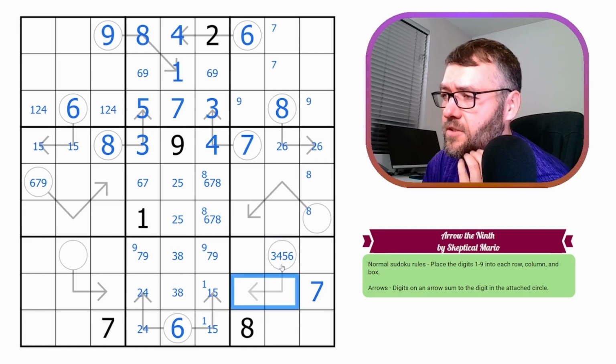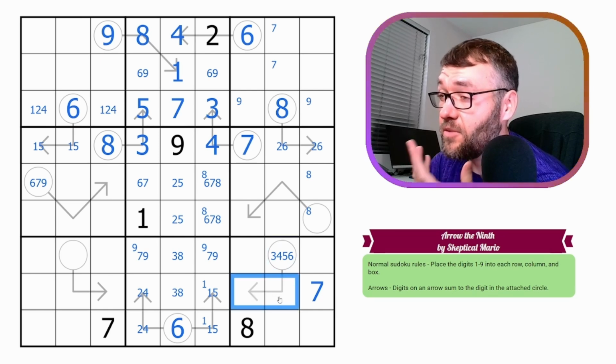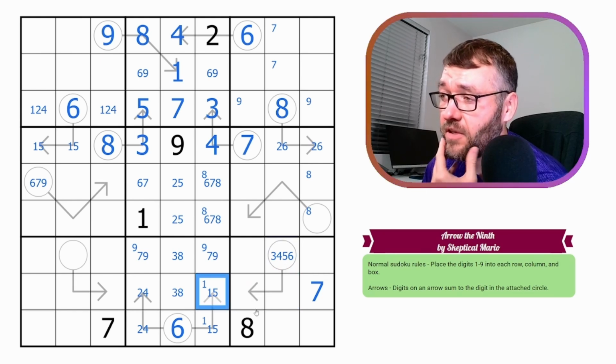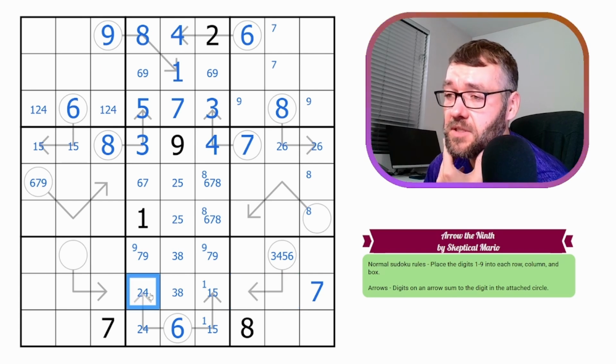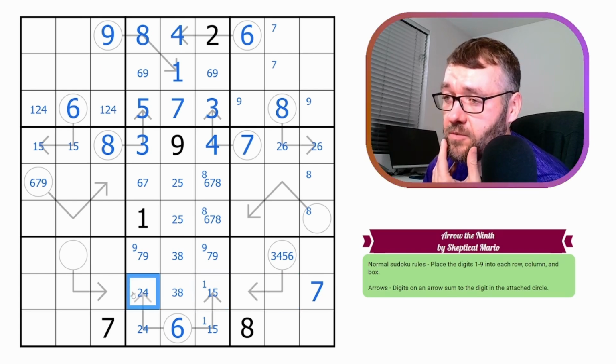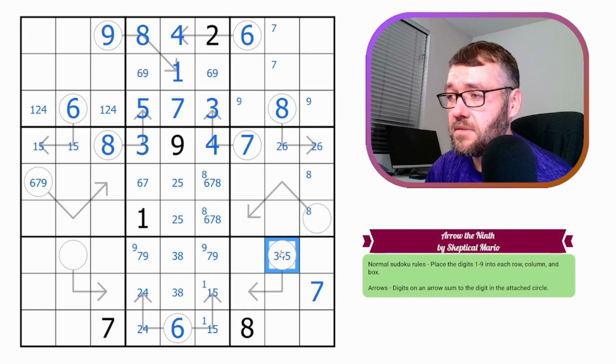If it's 3, it's 1, 2. If it's 4, it's 1, 3. If it's 5, it could be 2, 3, or 1, 4. And if it's 6, it could be 4, 2, or 1, 5. Actually, it can't be 1, 5. So if it's 6, it's 4, 2. Actually, it can't be 4, 2 either, because that would break both of these cells. So if it's a 6, it would break either of these cells. So actually, this can't be 6.